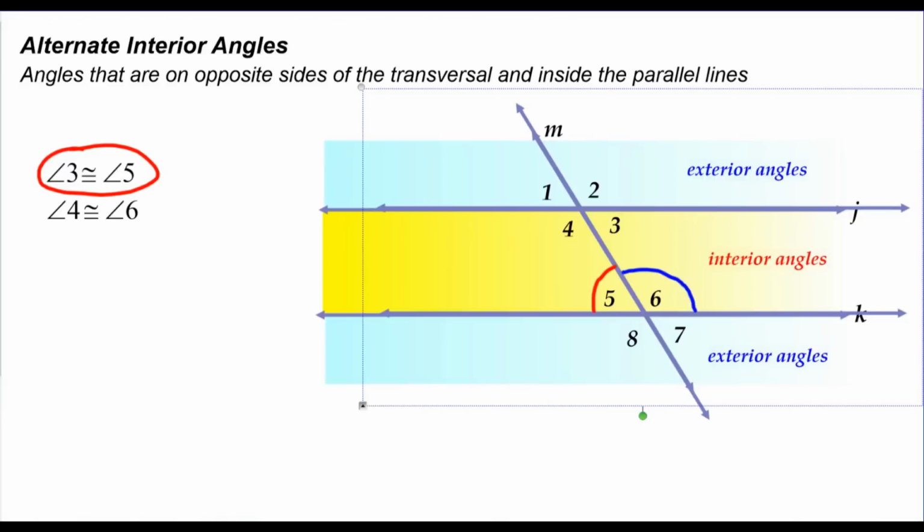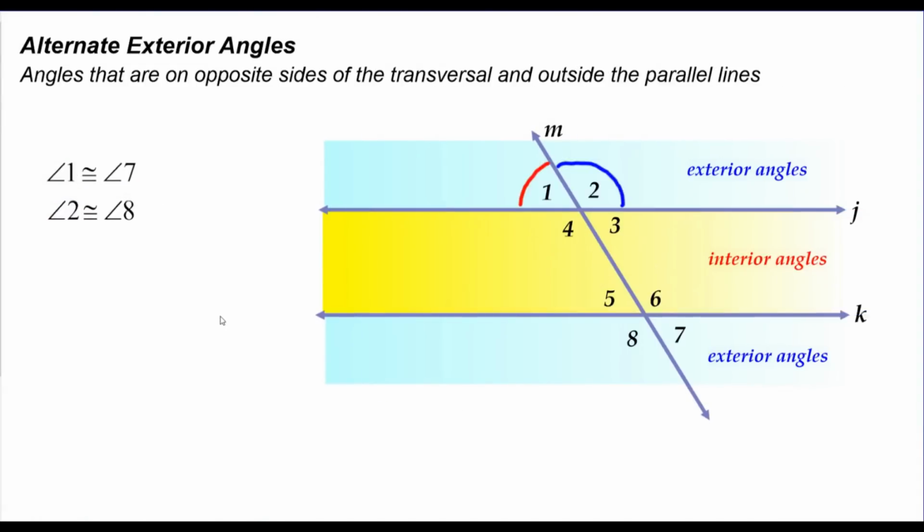Same goes for angle 4 and angle 6. So these two angles are actually the same angle. And then angle 3 and angle 5 are actually the same angle. So alternate interior angles means they're on alternate sides of the transversal, and they're interior angles. And we know that they're going to be congruent. They're going to be the same size.